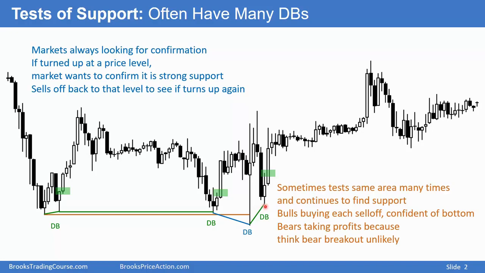The bears are losing conviction. Instead of selling at new lows, they're selling rallies, but they're taking profits near the prior low. They're not confident that the bear trend will continue. They're thinking that the bear trend has been replaced by a trading range. And once it's in a trading range, then bulls can try to get a major trend reversal.